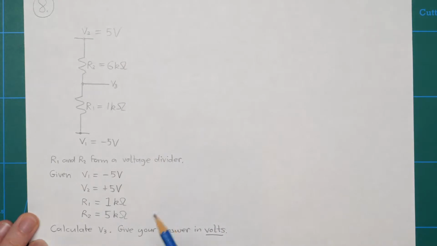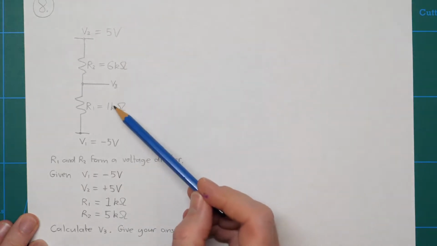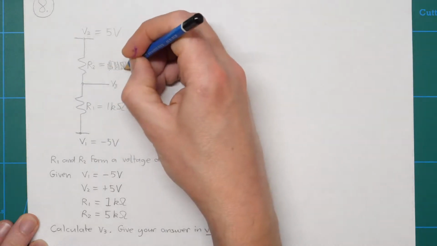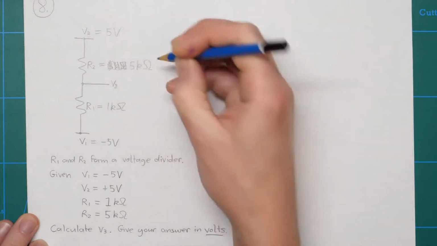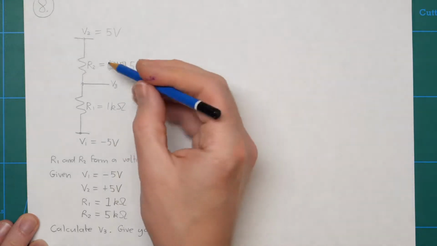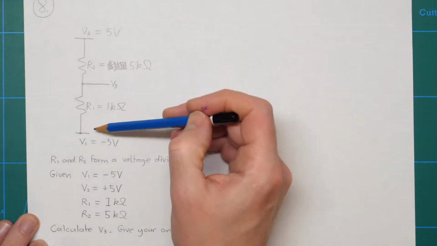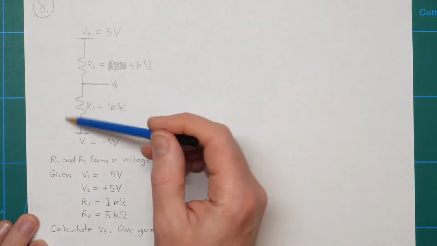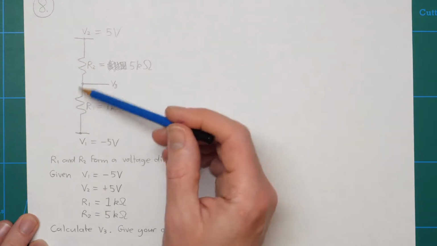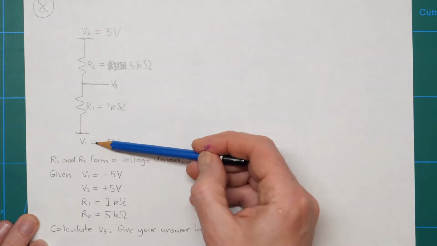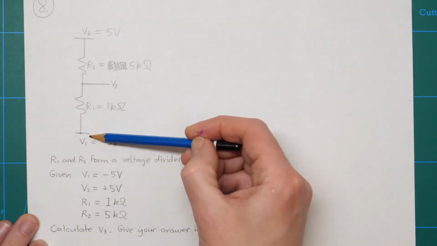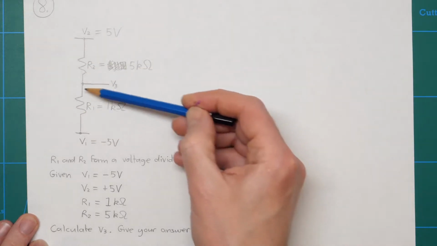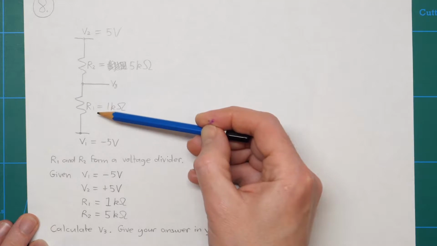Now, sorry, I've written in 6 there. What I should have written, of course, is 5 kiloohms. You can see at a glance here that the total resistance is 6 kiloohms, and therefore R1 is 1/6 of the total resistance, and the voltage drop from here to here is a drop of 10 volts. So we're going all the way from plus 5 all the way down to minus 5. So that's a 10 volt drop. So the voltage across this is going to be 1/6 of 10.